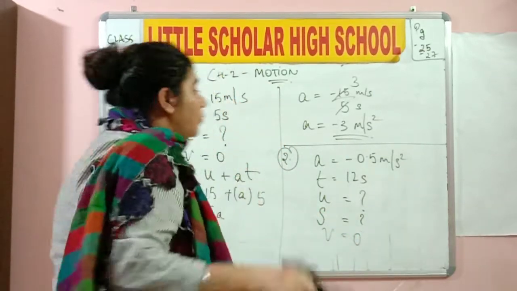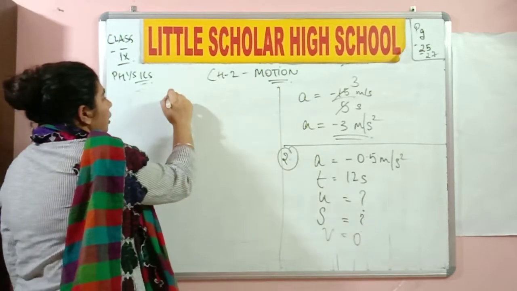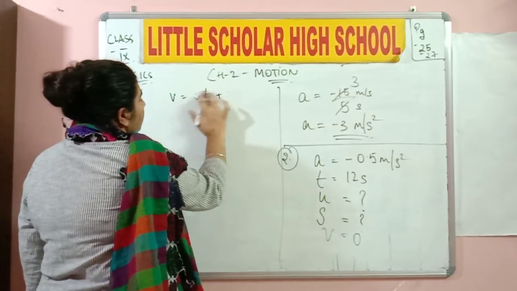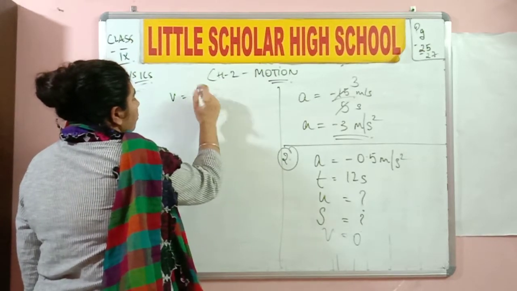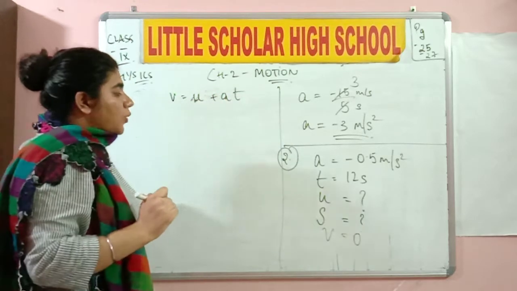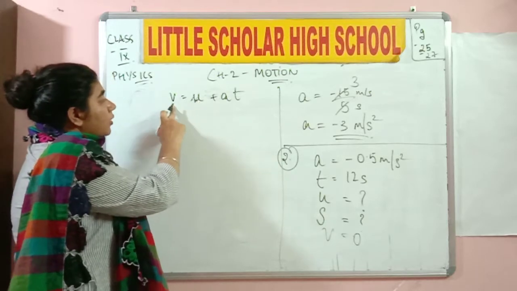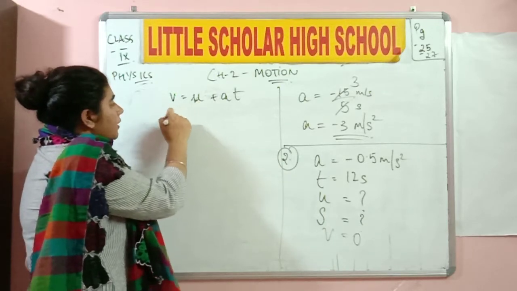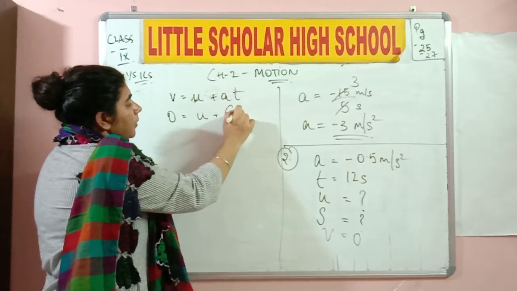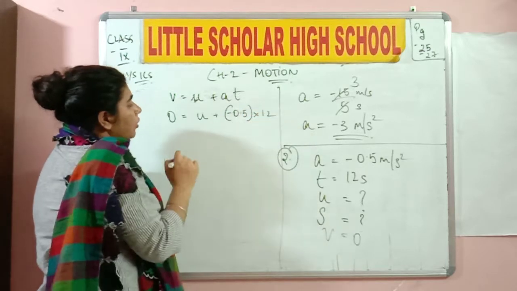Okay, so now we are going to continue over here. So now v = u + at. Let's look at this. First, we are going to find out the initial velocity. The final velocity is 0 over here. u needs to be found out, and acceleration is nothing but minus 0.5, into 12. Okay with everybody?